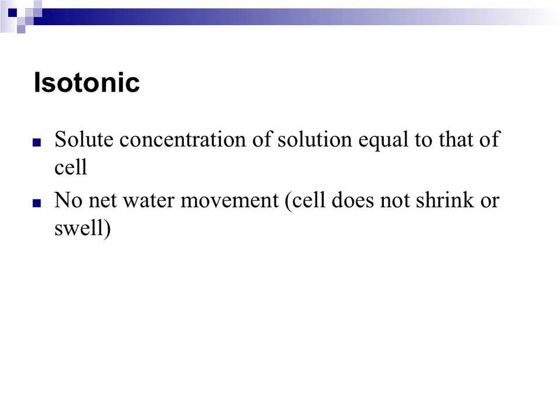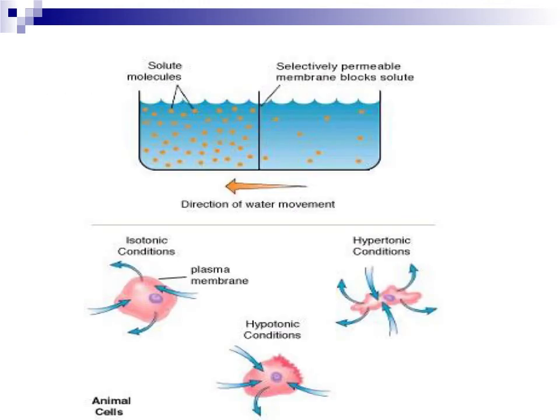The last type of osmotic solution is an isotonic solution. It's when the solute concentration of the solution is equal to that in the cell. So this means that there's the same amount of dissolved particles inside of the cell as there are outside of the cell, which means there's no net water movement. So the cell does not shrink or swell. It stays the same.